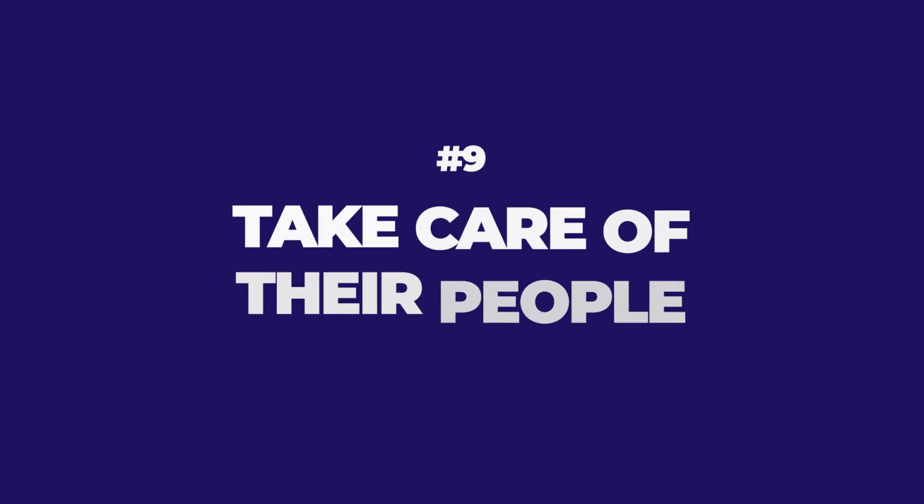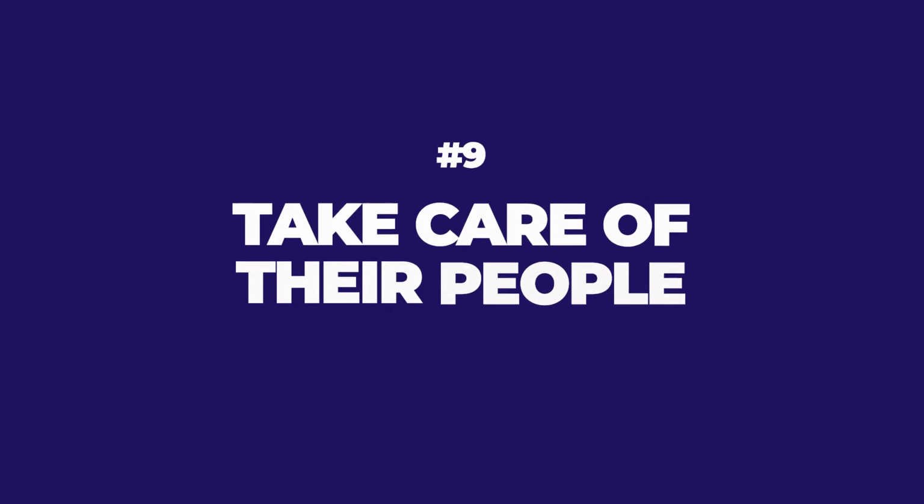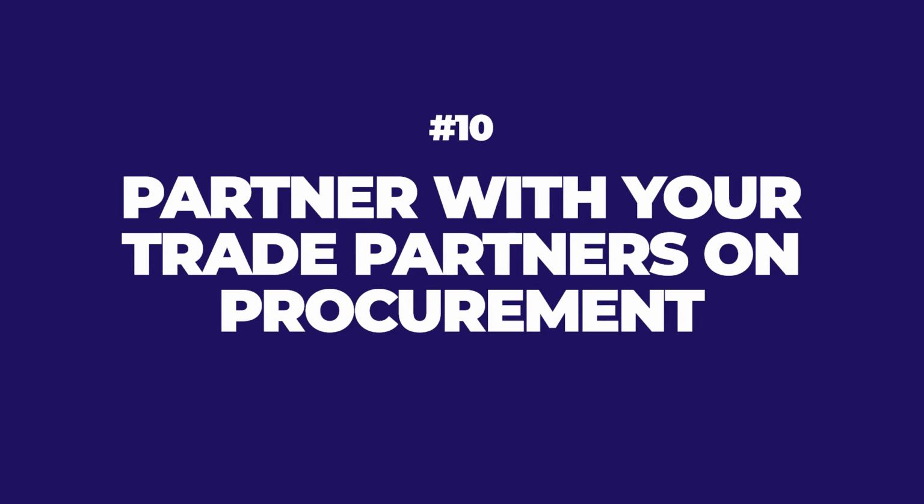Number 9, take care of their people. The trade partners on your project site have got to know that their people will be safe, cared for, and respected on your site. That will go a long way. Number 10, partner with your trade partners on procurement. Don't just chuck it over the wall and beat them up about it. Partner with them, manage the procurement log together, and help them manage the supply chain weekly.